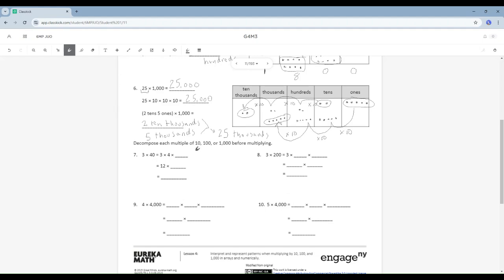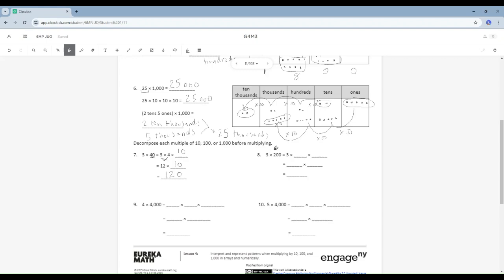It says decompose each multiple of 10, 100, or 1,000 before multiplying. So we're going to take these problems and look at them in a little bit of a different way. So 3 times 40, we're going to decompose this 40 into the fact that 4 times 10 is equal to 40. We're going to multiply this 3 times 4 first, a little bit of associative property here, to make 12, and then 12 times 10. And 12 times 10 is going to be equal to 120.